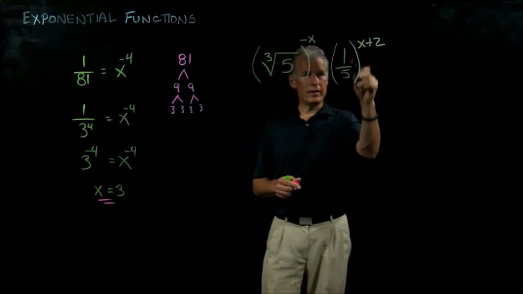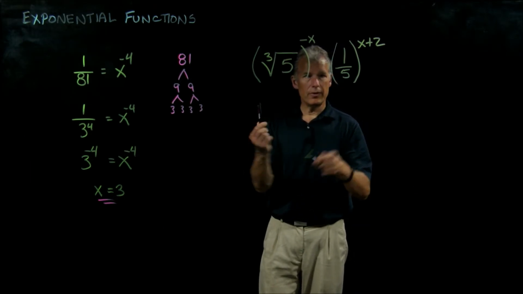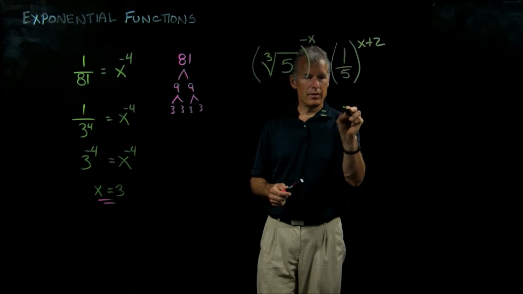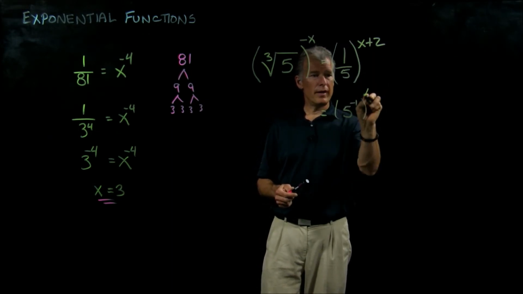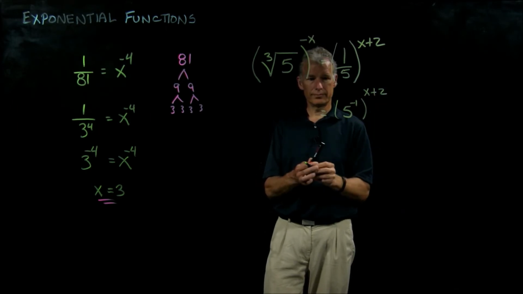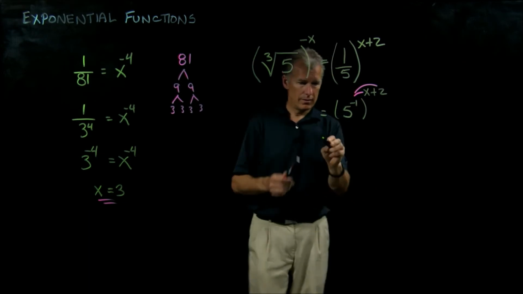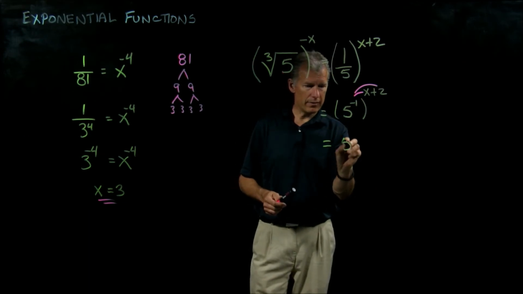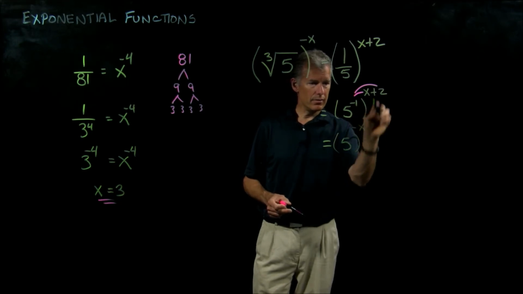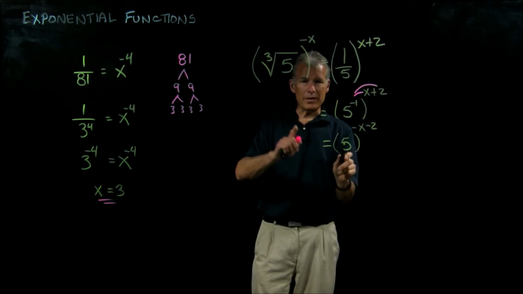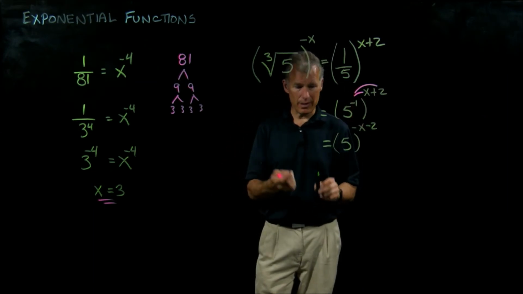So let's start over here. We can rewrite this as 5 to the negative 1 raised to the power of x plus 2. And then we could distribute that so that we have 5 raised to the power of negative x minus 2. And I did that because I noticed over here we have a 5 as well. I thought maybe the 5 could be our common base.